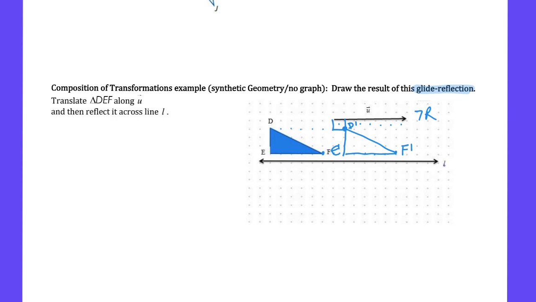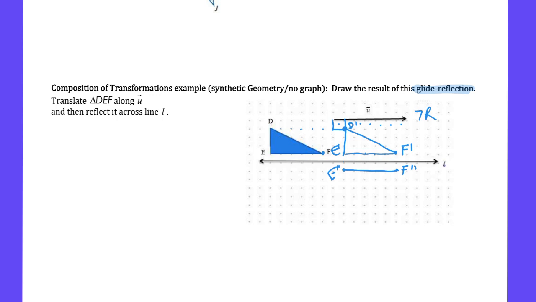So point E is 1 point above the line, so it's going to be 1 point below it. So that would be E double prime. F is 1 point above, so that's going to be 1 point below, F double prime. So this is going to be the start of it. And you're like, okay, what's it going to look like? Well, you can count how far D is from the line of reflection.